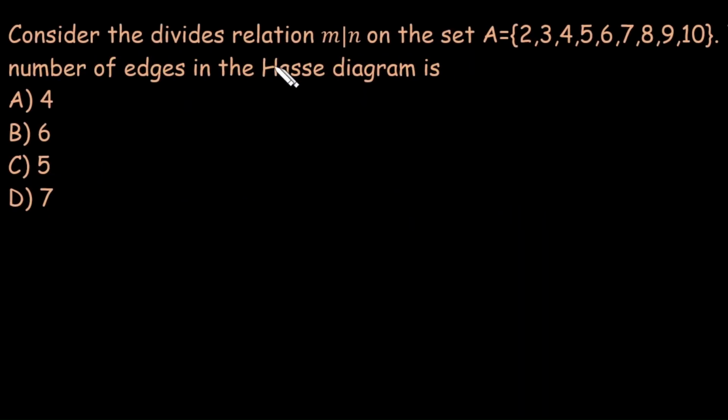Next question we have: consider the divides relation M divides N on the set. The number of edges in a Hasse diagram is what? Let's construct that. Here first we will take the 2 element at the bottom. Now 2 divides 3? No. So the level of 2 and 3 is the same. Now 2 divides 4? Yes. So its level is 1 above 2. Does 3 divide 4? No. So we will not join them.